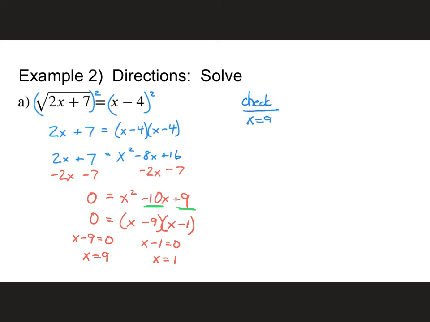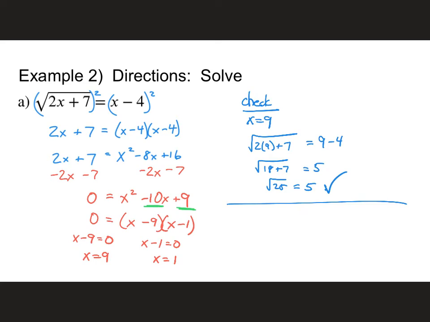So let's check x equals 9 and see what happens. The square root of 2 times 9 plus 7 equals 9 minus 4. Notice we plugged 9 in for both of the x's. On the left-hand side, 2 times 9 is 18, so we have 18 plus 7, and 9 minus 4 is 5. We have the square root of 25 equals 5. That's right.